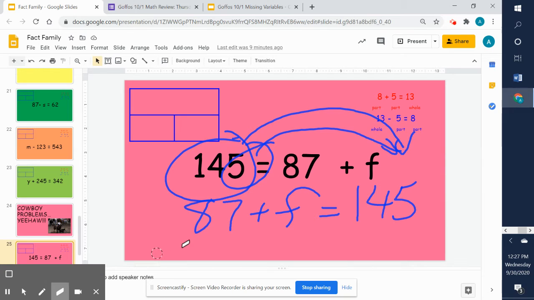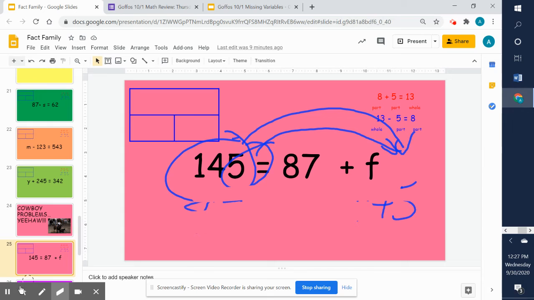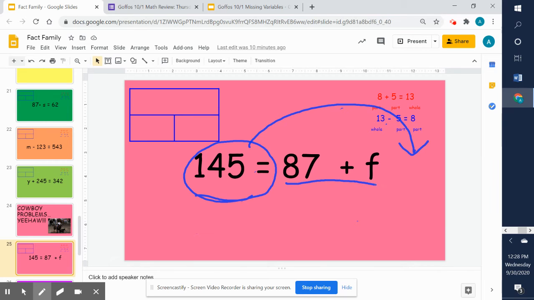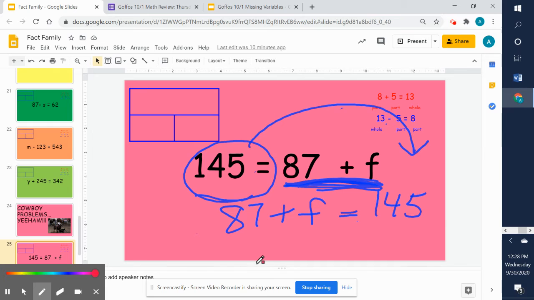All right, so I'm going to talk through that one more time so we understand that. When you see a problem like this with the equal sign on the left side, you want to take the number and throw it to the other side. You're going to lasso it to the other side. And you rewrite the equation the same way. You don't touch the order of the numbers on the other side. So now we have 87 plus f equals 145. So that's our first thing we have to do. We have to rewrite it so we can see it correctly.